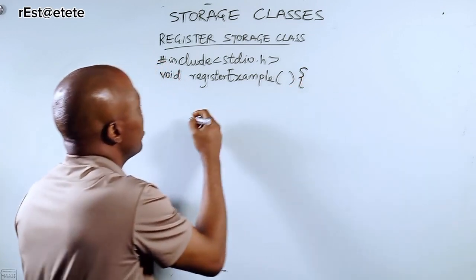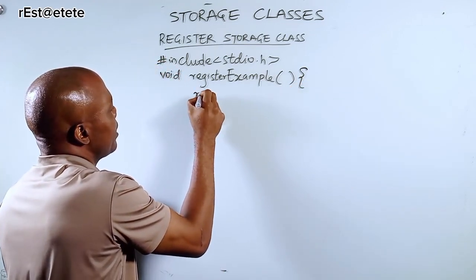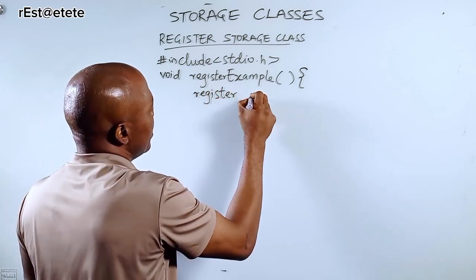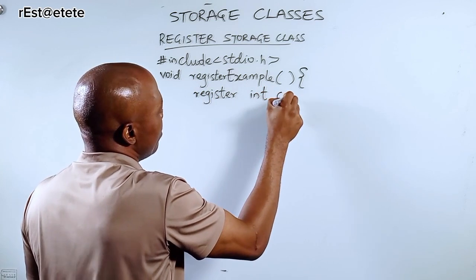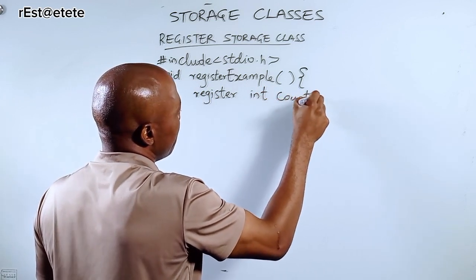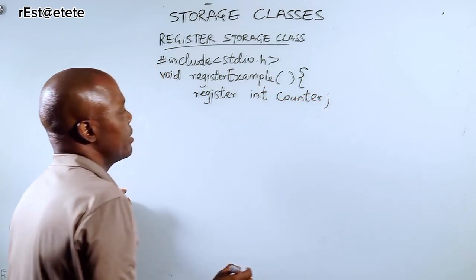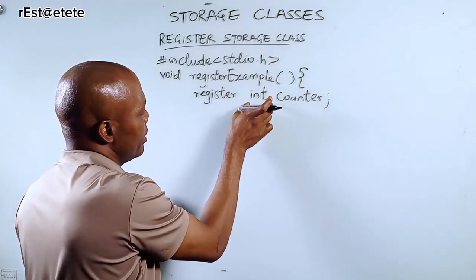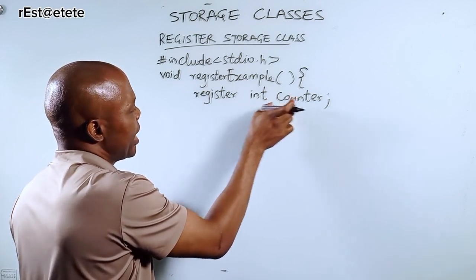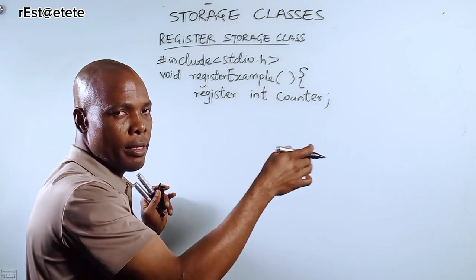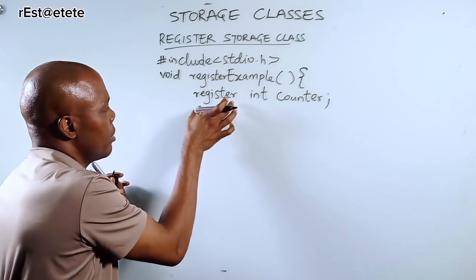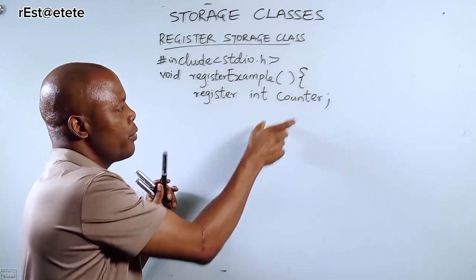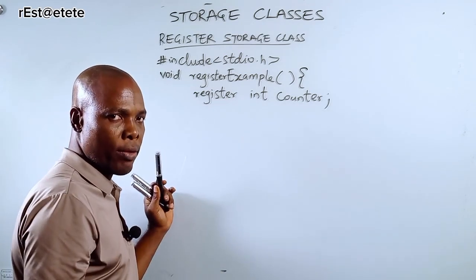So inside it, I will say register int counter. Now I'm not going to initialize it. So I'm creating a variable counter as an integer, meaning this is how I'm going to interpret the binary 0 and 1. But this register keyword here is telling the compiler where to save this variable counter.